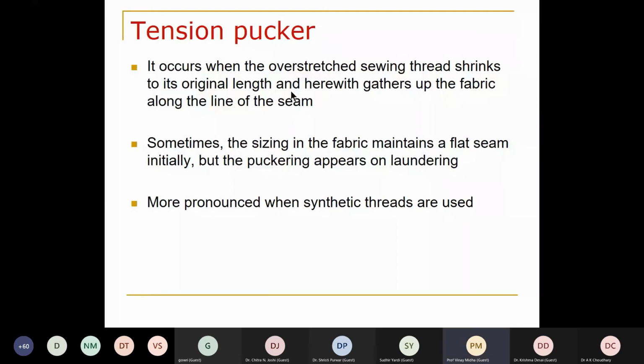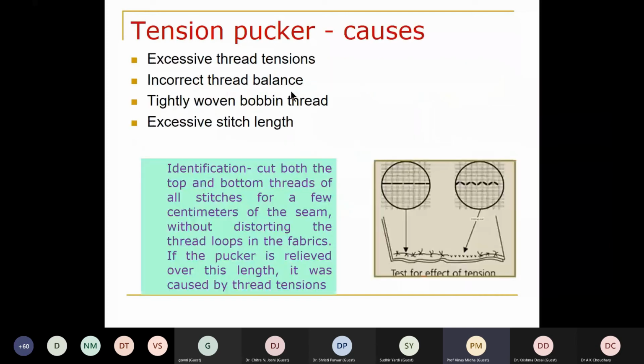Then this particular tension pucker is more pronounced in the case of synthetic threads because of their higher values of extensibility. 18 to 25% extension is possible. So under tension, they will extend, but later on they will try to go back to their original position after the seam formation. And because of that, the tension puckers can be seen.